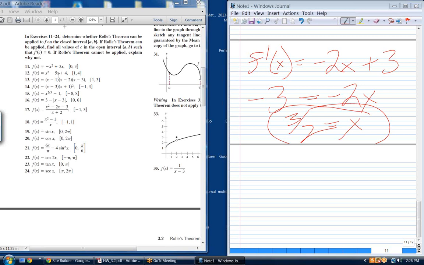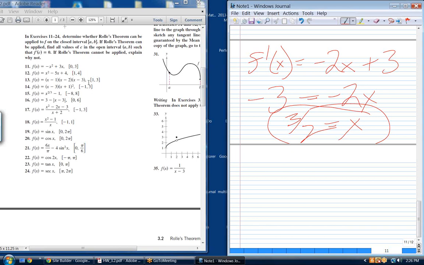Number 12. It looks like it would apply again, so we just do the same thing. Differentiate and set it to 0. You're going to have 2x minus 5. So x is going to be equal to 5 halves, and that is also in that interval.